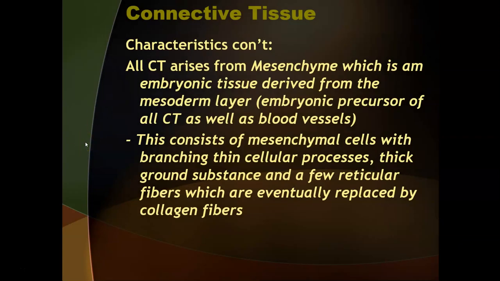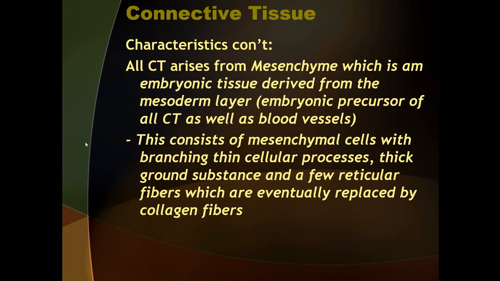Now, remember that we talked about the ectoderm, mesoderm, right? In terms of those layers of development, endoderm, ectoderm, and mesoderm. Out of that, we say that all connective tissue arises from mesenchyme, which is an embryonic tissue that is derived from the mesoderm layer. So out of the mesoderm layer arises a tissue called mesenchyme. And mesenchyme is an embryonic precursor of all connective tissue as well as blood vessels. And it's interesting that it does that because blood is a connective tissue, so the vessels would be part of that.